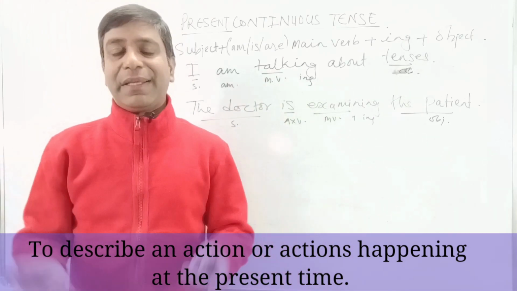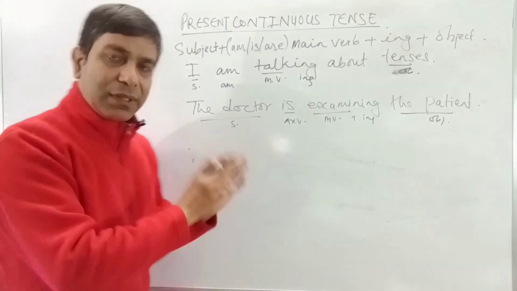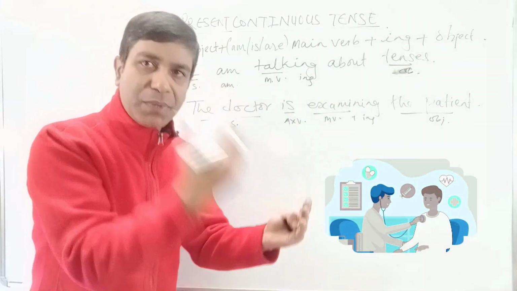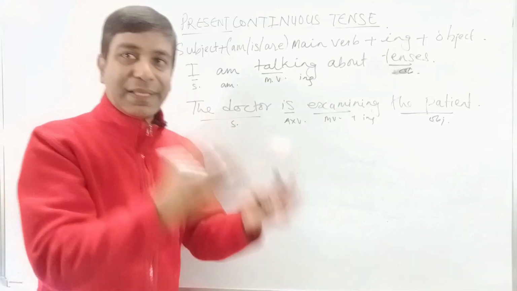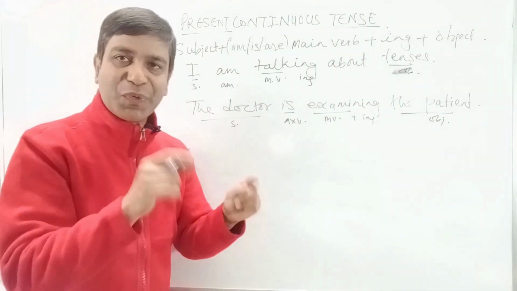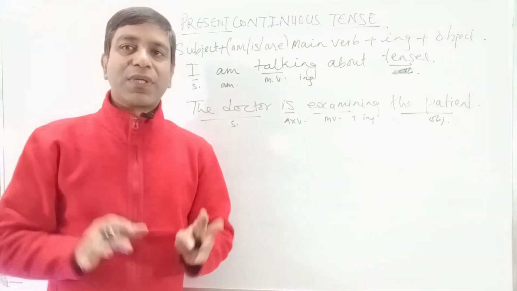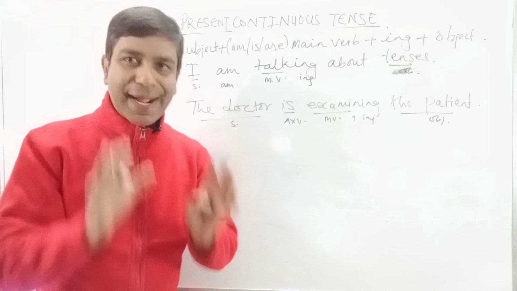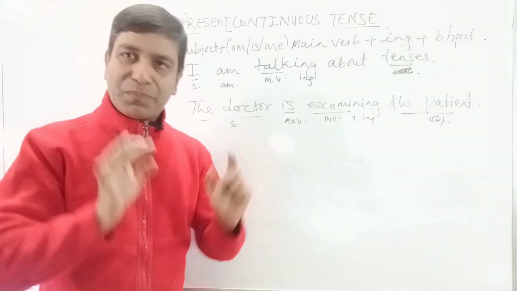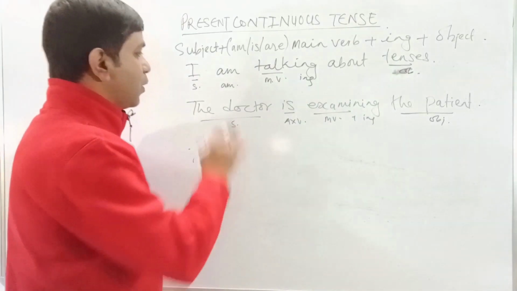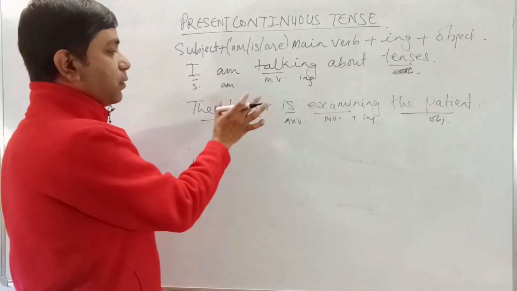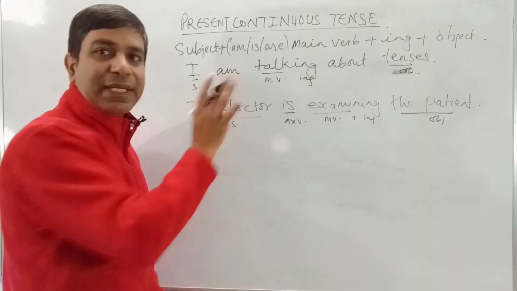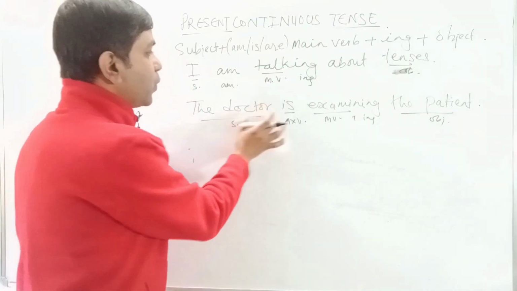This is exactly what is happening right now in this sentence. There is a patient, there is a doctor, and the doctor is examining the patient. So this is the thing that is going on right now at present. We use present continuous tense to talk about action or actions going on at present. And one more thing, why did we use is? Because the subject is singular in number. The doctor is singular in number, so we use is.